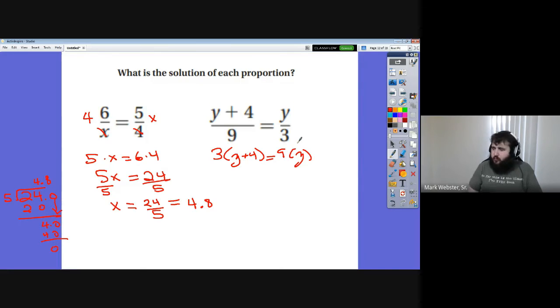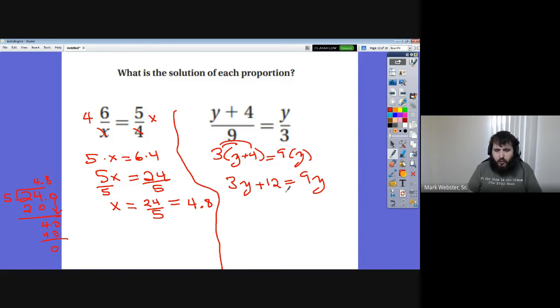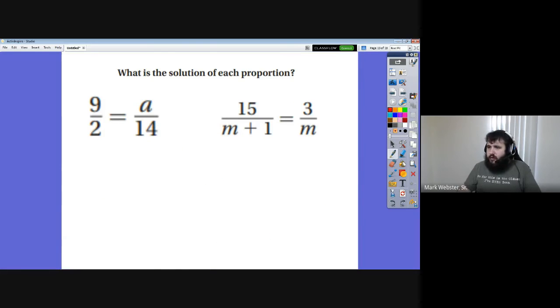And just like what we had in the beginning, just like what we had in the bell ringer. Distribute. Here you don't need to distribute, but it's just 9y, right? Subtract the 3y over. Then divide both sides by 6 to solve. Same thing. All right, give this one a try.